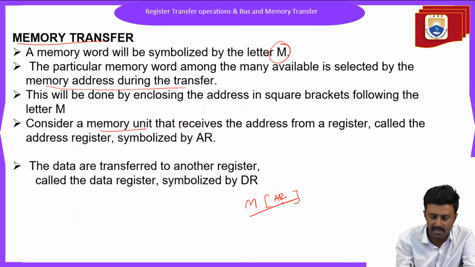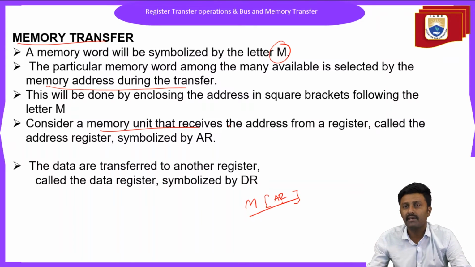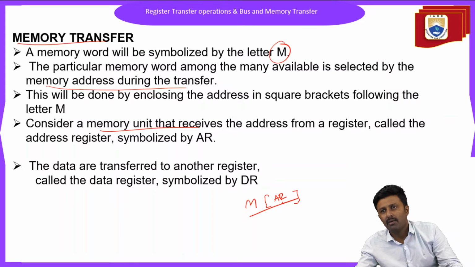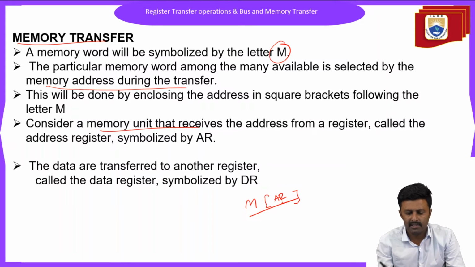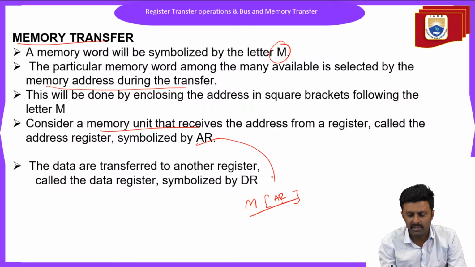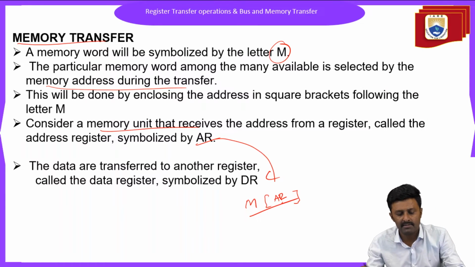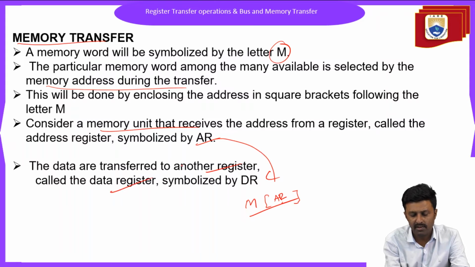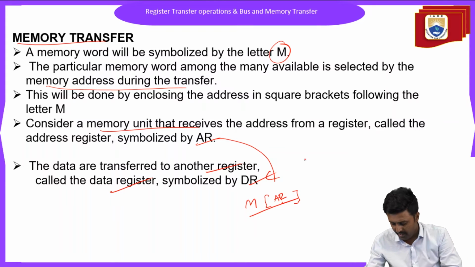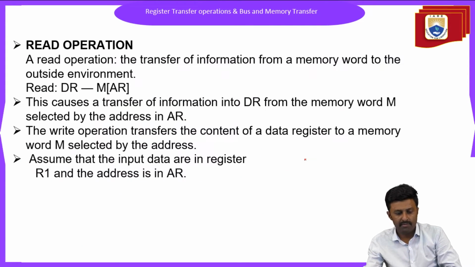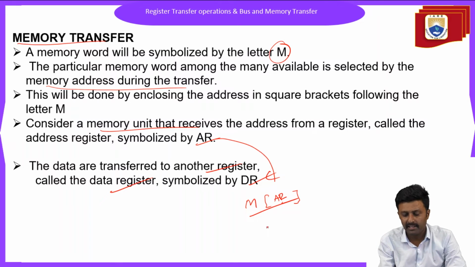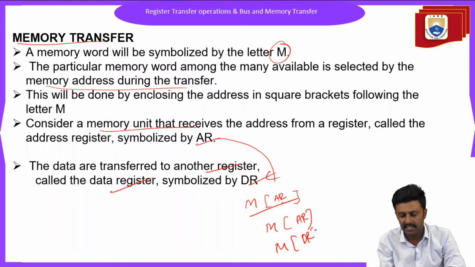Let us take the same example: consider the memory unit that receives the address from a register. It is called the address register. If you want to transfer the content of AR into the memory, the data are transferred to another register, called the data register, which is symbolized by DR. So we can write like this: M[AR] or M, data register.